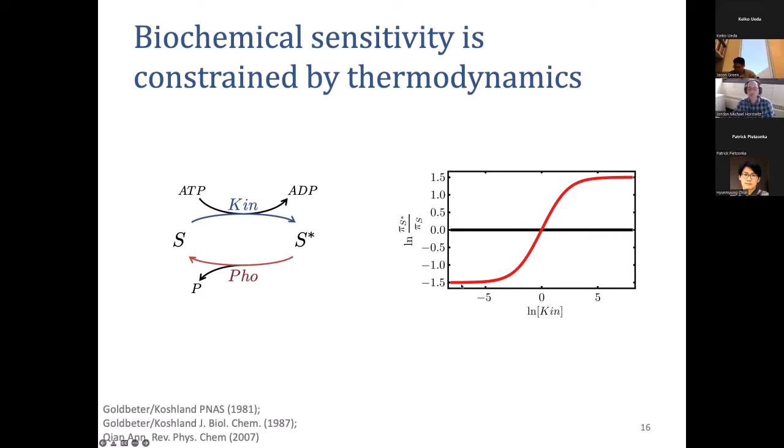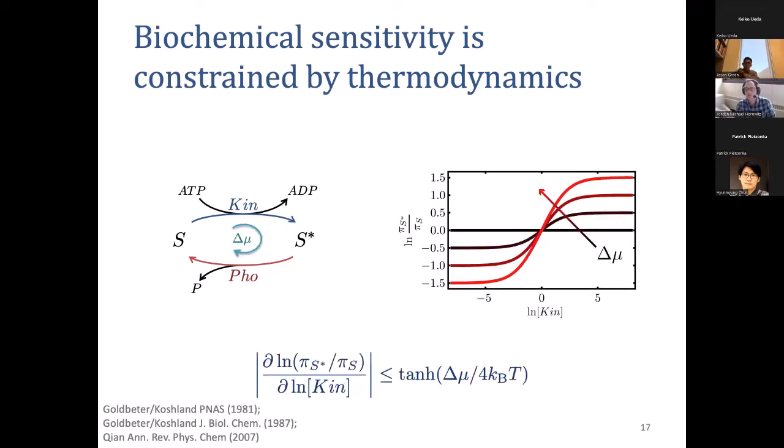So you can imagine that as you vary the kinase concentration, you can propagate that signal to the substrate by shifting the bias from inactive to active. And what you can usually show in this model is that as you increase the chemical potential difference of the ATP with respect to its products, you can make this steeper and steeper and steeper, right? And in fact, the bound tells us that the log response of the ratio with respect to the kinase is always bounded by the chemical potential. So as you increase the chemical potential, you get a response, in this case, up to 1, right?